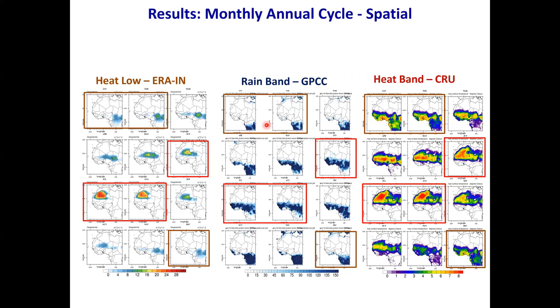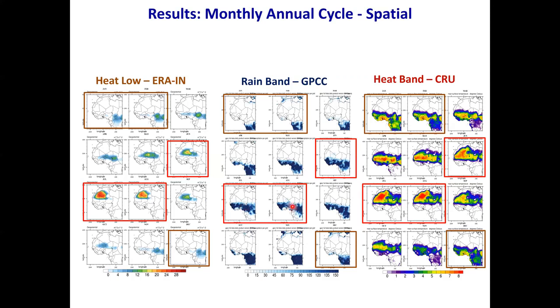Also in the summer months, June, July, August, we see that the rain band is in the northmost position, and the intensity is very high. And then the width of the rain band is very, very wide in these summer months. And then we come to the heat band.